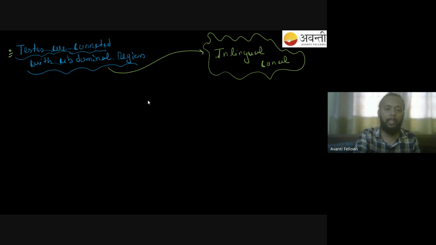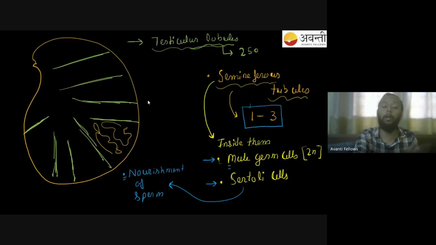After that, we have seen that the testes have a number of compartments. Those compartments are called testicular lobules. The number is around 250, and inside each lobule you will have around 1 to 3 seminiferous tubules. These seminiferous tubules are the site where the male germ cells are formed and the Sertoli cells are seen. Sertoli cells provide nourishment to the sperm, and these male germ cells are the ones from which the male gametes, the spermatozoa, will be formed in the future.